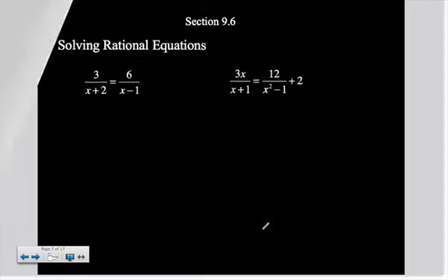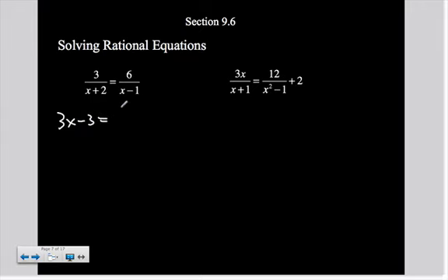Okay, a couple more examples, one of each type. This is a fraction equals a fraction, so I'm going to cross multiply. I'll have 3x minus 3 is equal to 6x plus 12. If I subtract 3x, I have 3x. If I subtract 12, negative 15. So x is equal to negative 5.